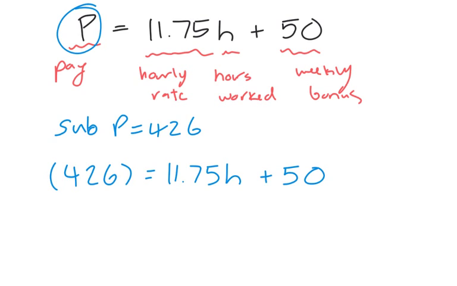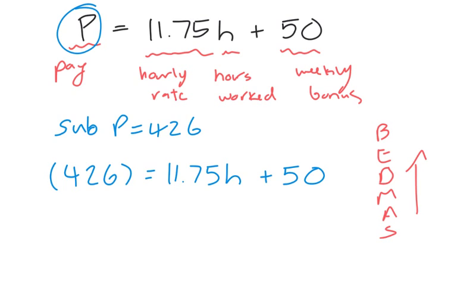Our goal is to isolate H. However, H is stuck with this plus 50 and is stuck with this multiplied by 11.75. Which one are we going to deal with first? Well, you're going to use the reverse of BEDMAS. And the reverse of BEDMAS tells us that we should deal with addition and subtraction before multiplication and division. Therefore, we're going to deal with this plus 50 before we deal with this 11.75.